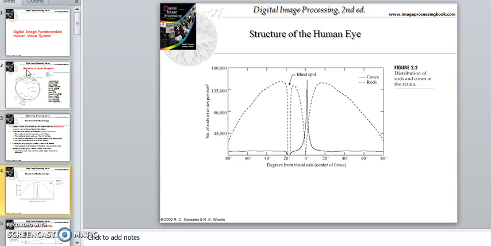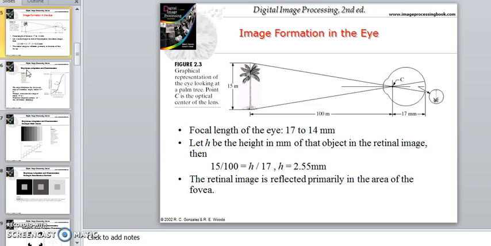This is all about the structure and how our eye is working. Now we see how an image is formed in the eye. As you see in the graphical representation of the eye, looking at the palm tree, the focal length of the eye is 17 to 14 millimeters.